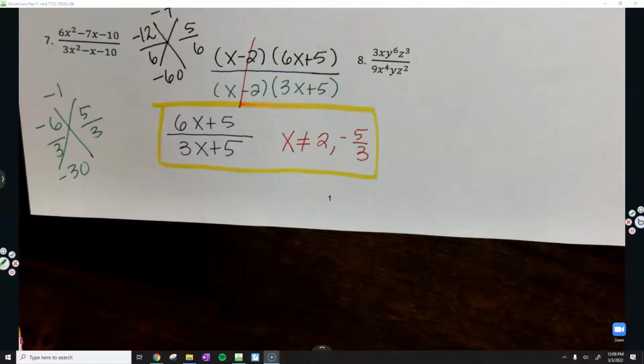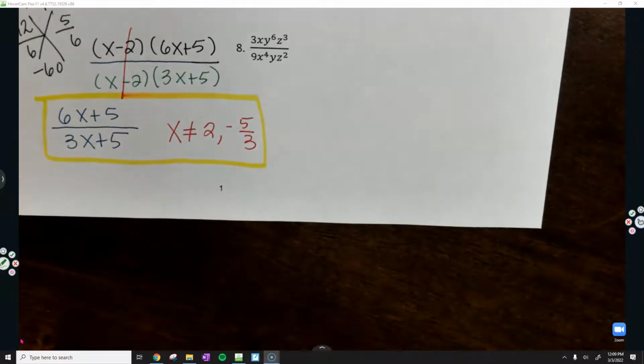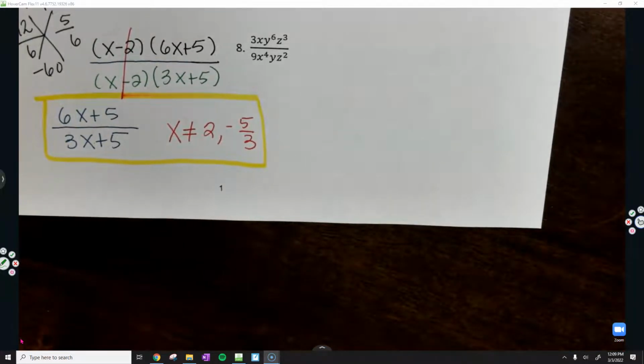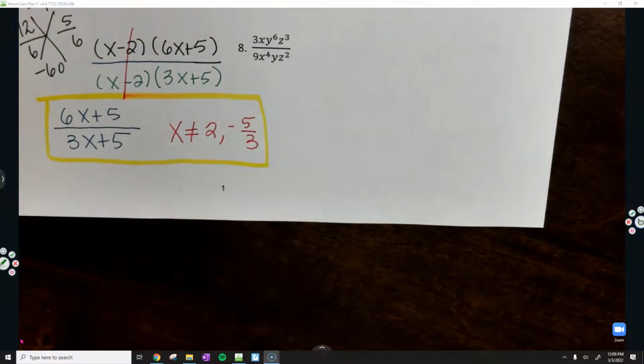Okay, the very last problem we're going to talk about is problem number 8. So for problem number 8, I don't need a factor. I just need to talk about what cannot be in the denominator. Remember, you have the number 9. And 9 can be added or subtracted to anything except negative 9. But what multiplies, 9 times what makes 0? Is what I'm trying to ask. 0. Right. That means all those letters cannot be 0.